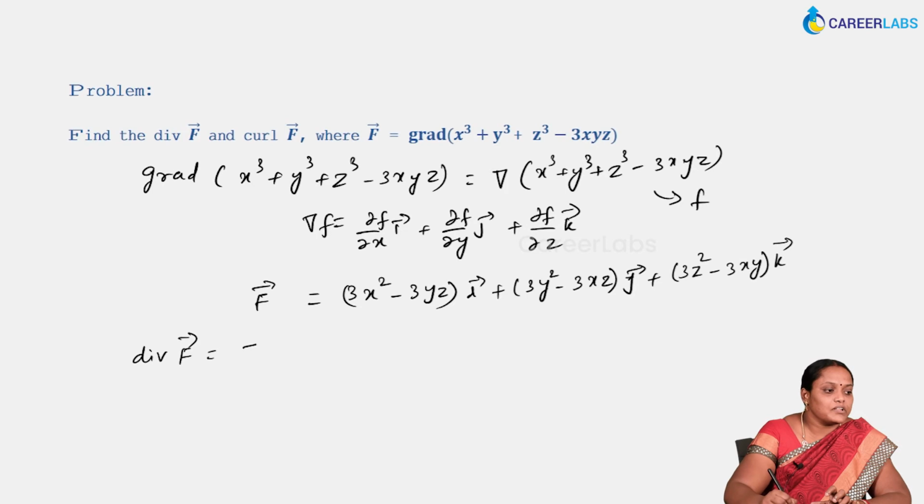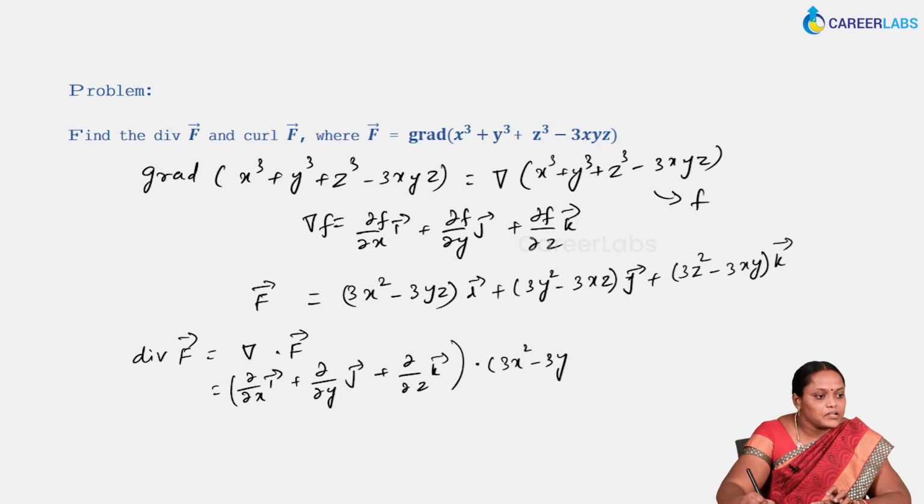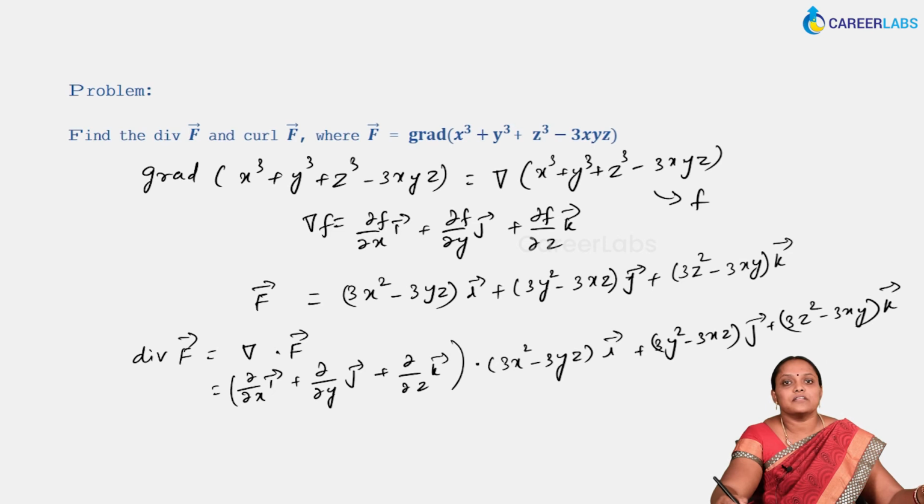So divergence of F vector is nothing but del dot product with F vector. That is nothing but ∂/∂x of i vector plus ∂/∂y j vector plus ∂/∂z k vector, dot product with the F vector, that is (3x² − 3yz) i vector plus (3y² − 3xz) j vector plus (3z² − 3xy) k vector. So we know that i dot i is equal to 1, j dot j is equal to 1 and k dot k is equal to 1.